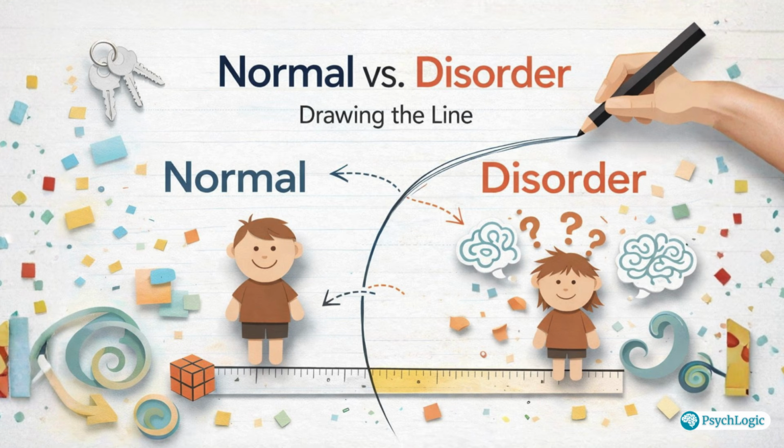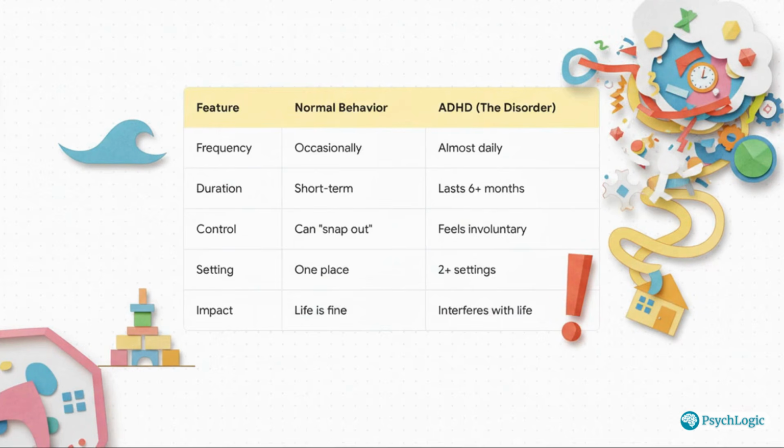Okay, but let's be real. Everyone loses their keys sometimes, right? And what kid doesn't get fidgety in a boring class? This brings us to what is maybe the most important part of this whole explainer. How do we draw the line between these very, very human behaviors and an actual clinical disorder? This table right here, this is where the rubber meets the road. It makes the distinction so clear. See, the key isn't the behavior itself, but its frequency, its duration, and its impact.